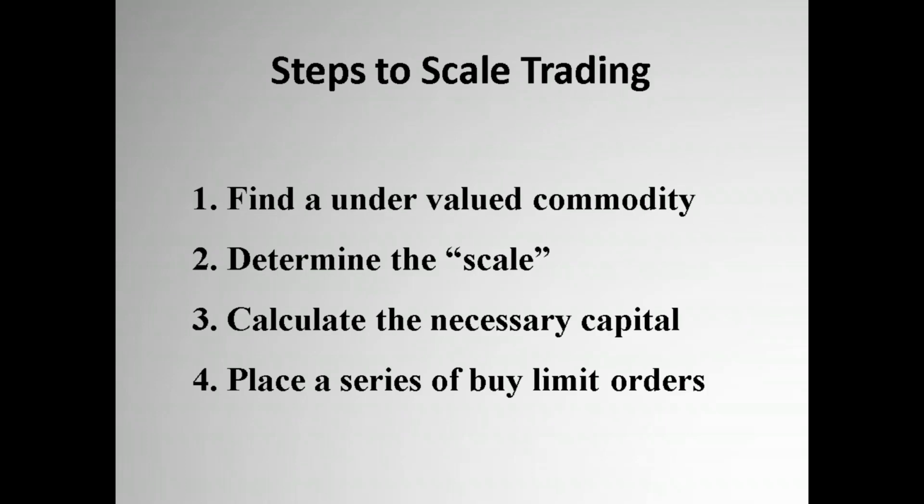Okay, the steps to scale trading: first you look at the markets and you find an undervalued commodity. You go through all your charts and you look for commodities that are trading at the lower end of their price envelope. From there you determine the scale. Then you calculate the necessary capital needed to participate in the scale. And then you place a series of buy limit orders. As the market goes down, you want to buy. Remember the reverse musical scale? Like if you love buying it at, say, $5, you've got to like it even more buying it at $4.50. And it's got to be really exciting to buy it at $4.